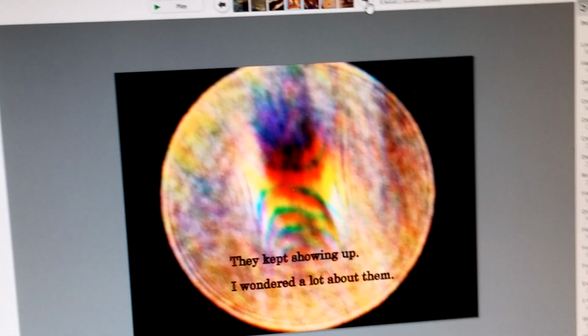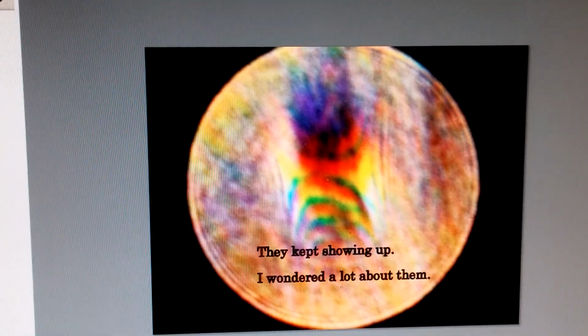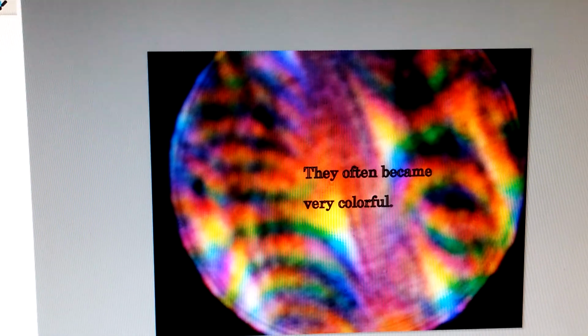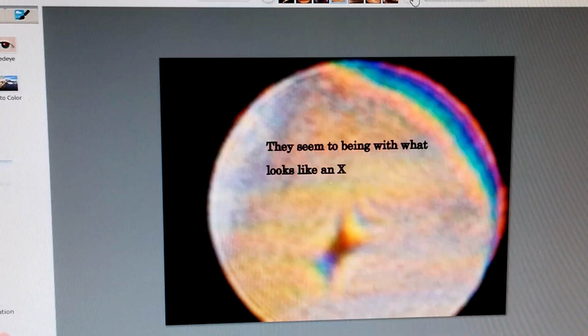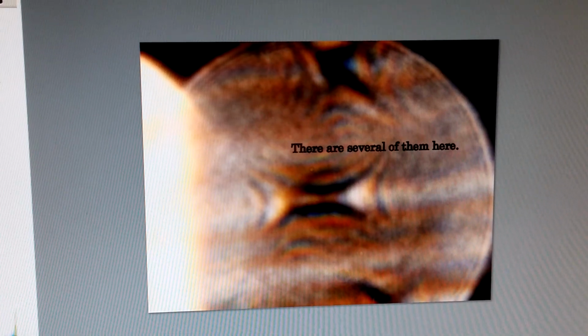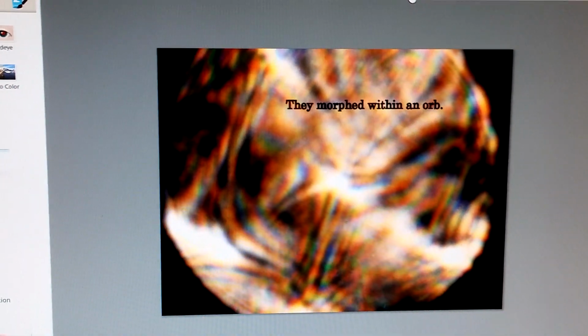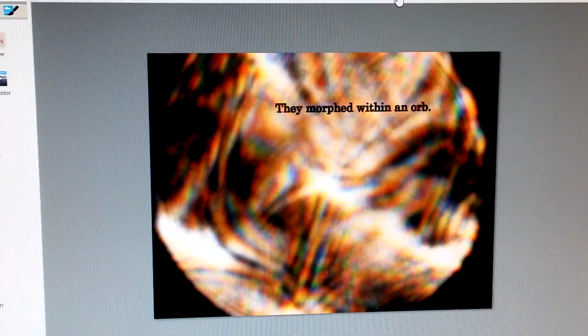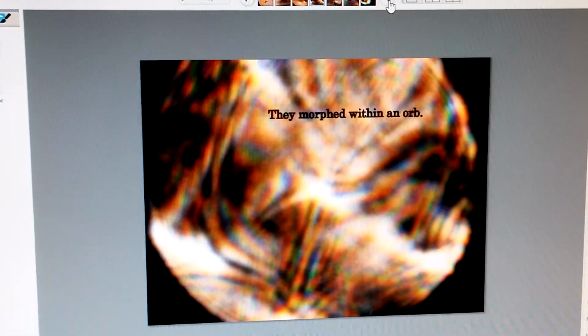Now, these curved line balls kept showing up, and I wondered and wondered a lot about them. They often became very colorful. They seemed to begin with what looked like an X. There are several of them in this orb. Over and over, I saw them. They morphed within an orb and blended with other colors till it's kind of hard to even see that that's still what it was once. But it's evolving.